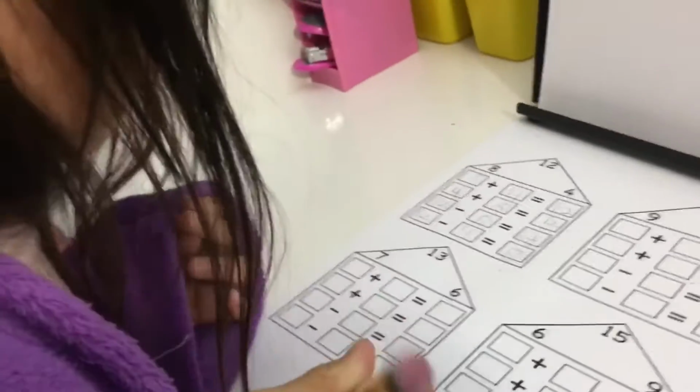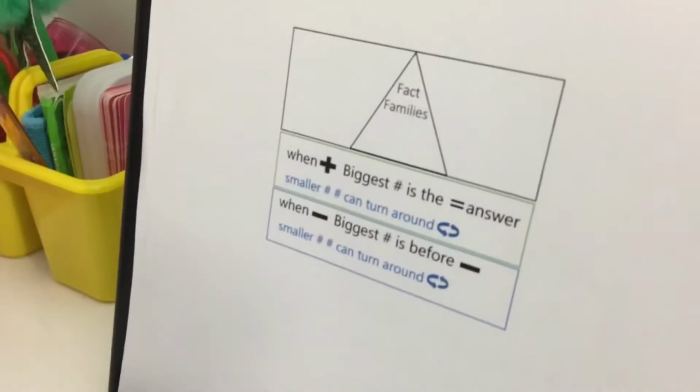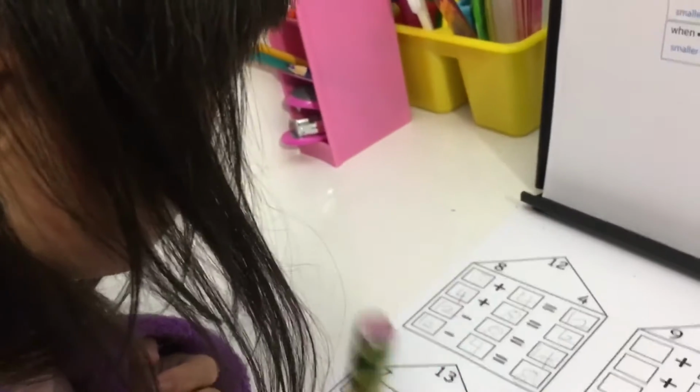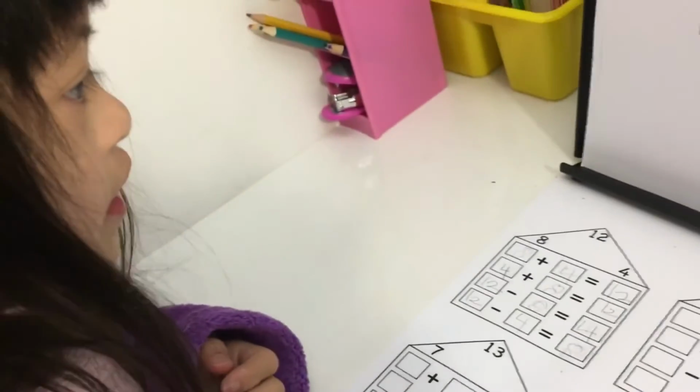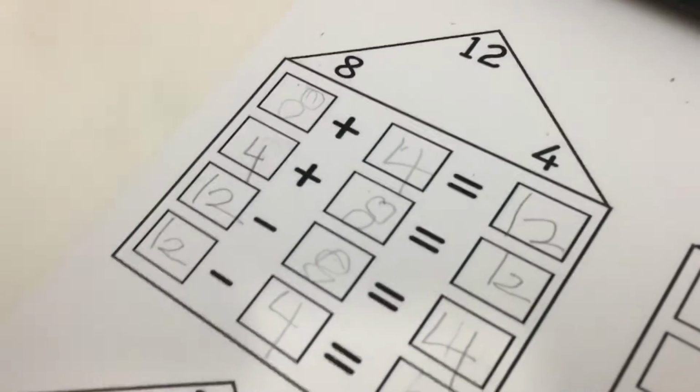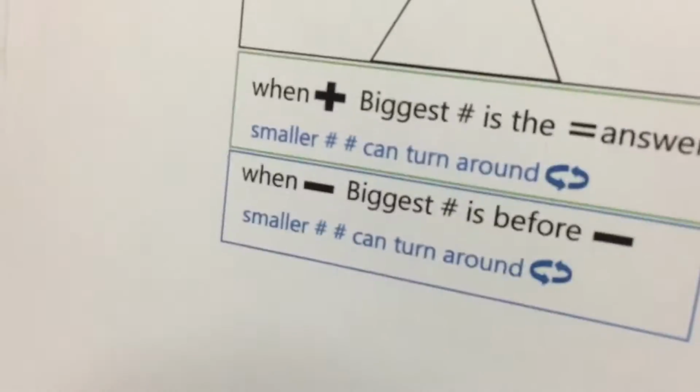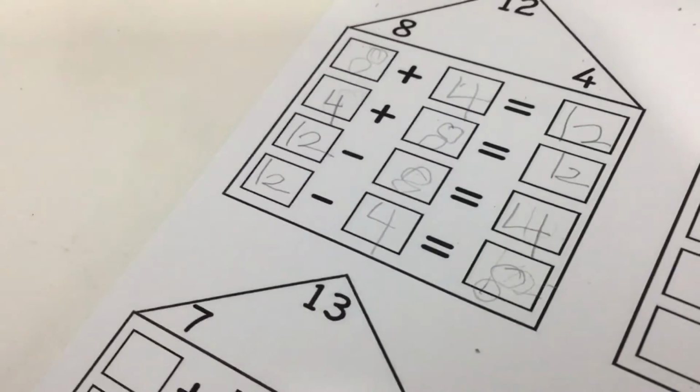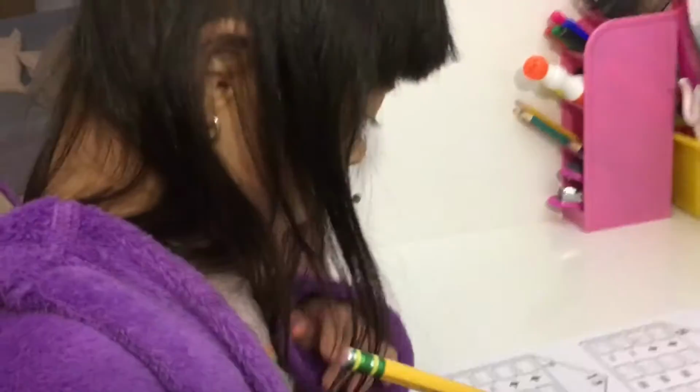Now let's check it, honey. It says when add, biggest number is the answer. Is 12 the biggest number? Yeah. Is it the answer? Yes, it is. It says when minus, biggest number is before the minus sign. Is your 12 before the minus sign? Yes, it is. Allie, you did that all by yourself.